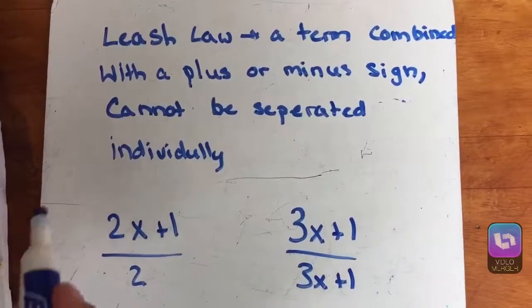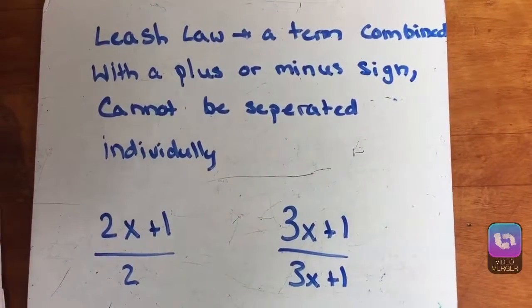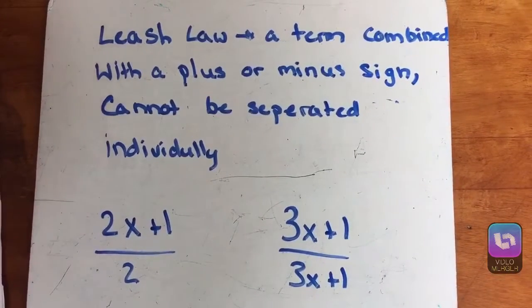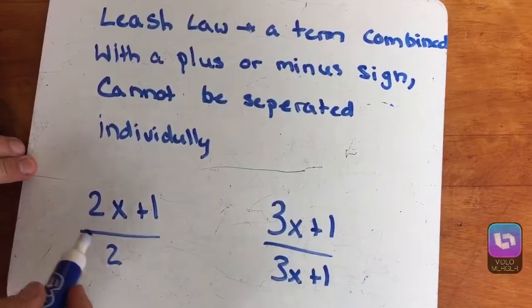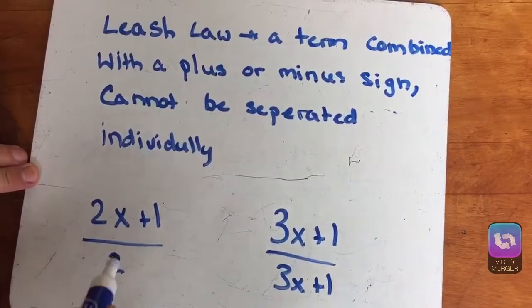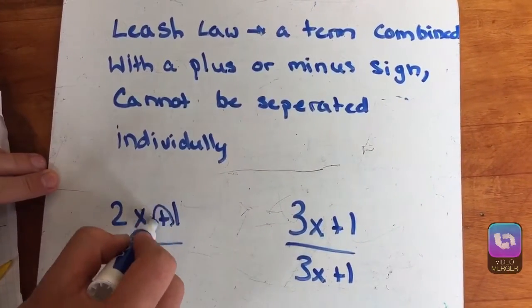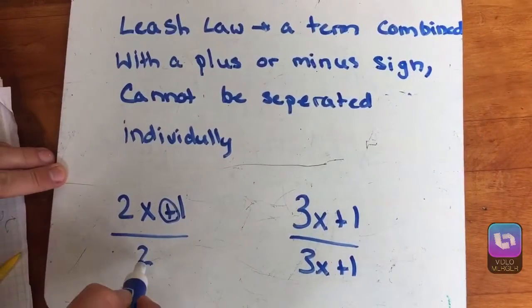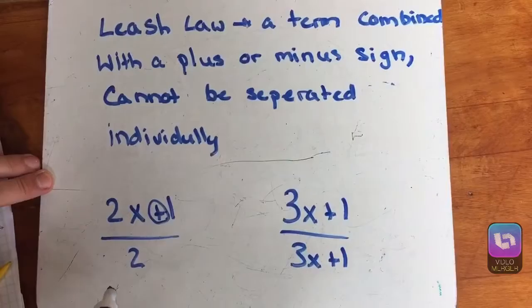First, we are going to talk about the leash law, which is a term combined with a plus or minus sign, which cannot be separated individually. An example of this is 2x plus 1 over 2. Because the 2x and the 1 are combined by a plus sign, the 2 on top and the 2 on bottom cannot cancel each other out.